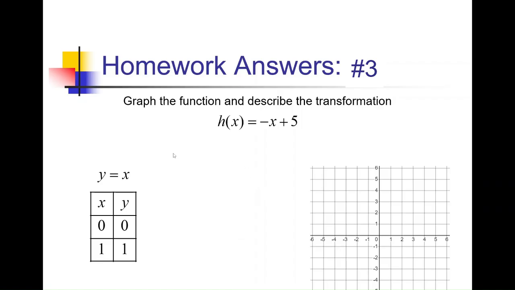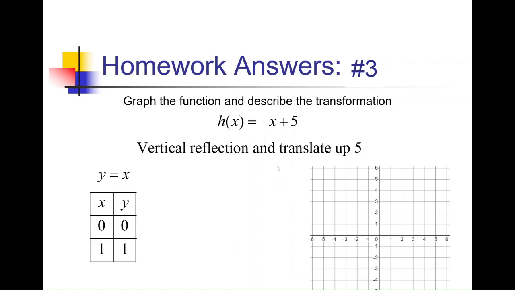So what's happening now to this y equals x as a result of these transformations? Well, this negative out here is giving us a vertical reflection, and this plus 5 is going to be giving us a shift up, a translation up of 5.